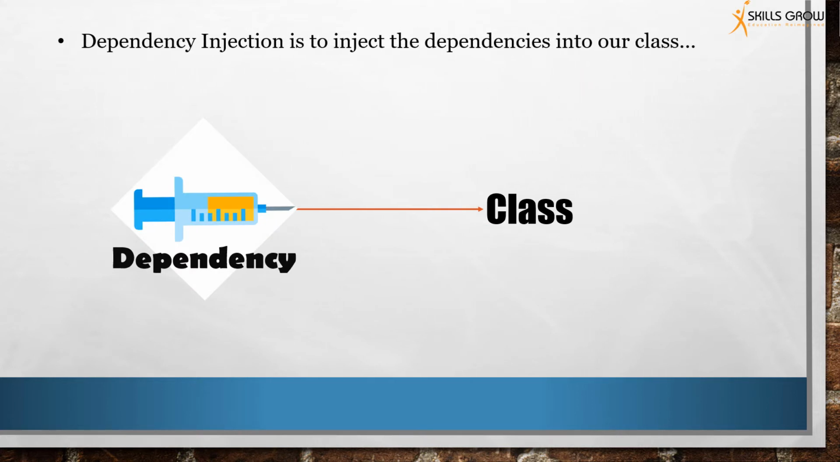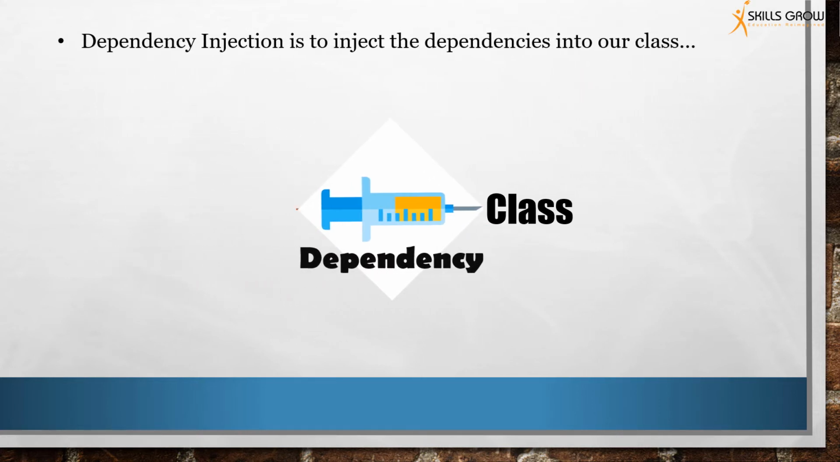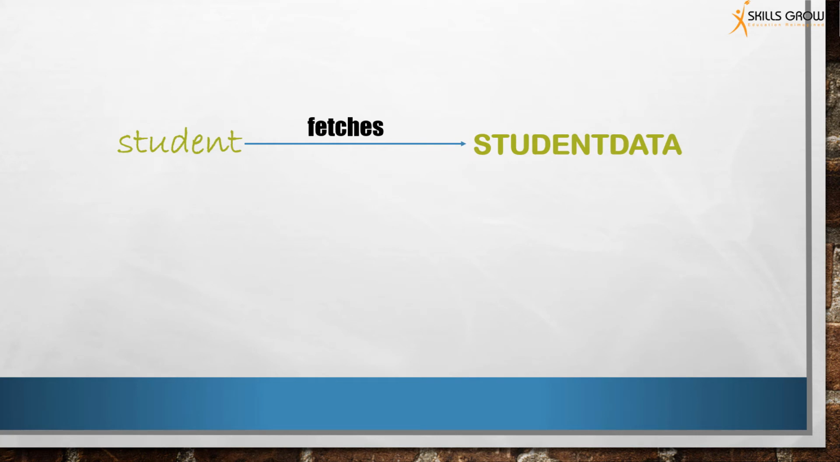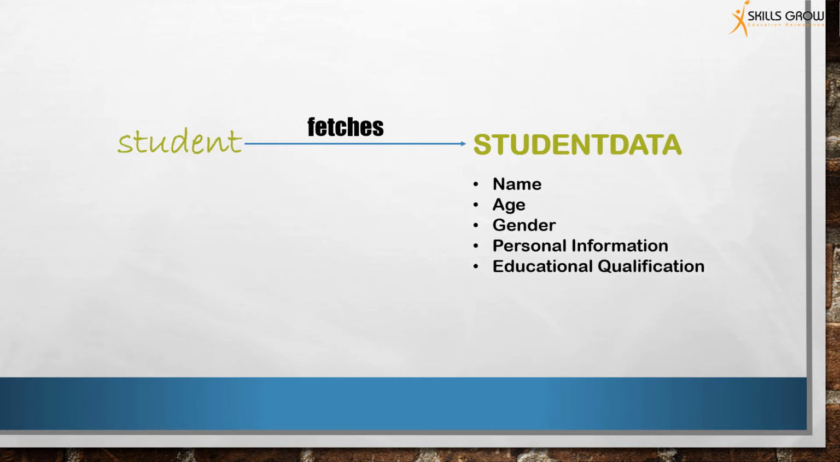Dependency is another object which is used for the functioning of our class. Suppose we have a class that is named student. If the student class fetches data from the object student data, let us assume that the student data object contains the details of students like name, age, gender, and personal information. Here we can clearly say that the student class depends on the student data object. So now the student data becomes the dependency for the student class.